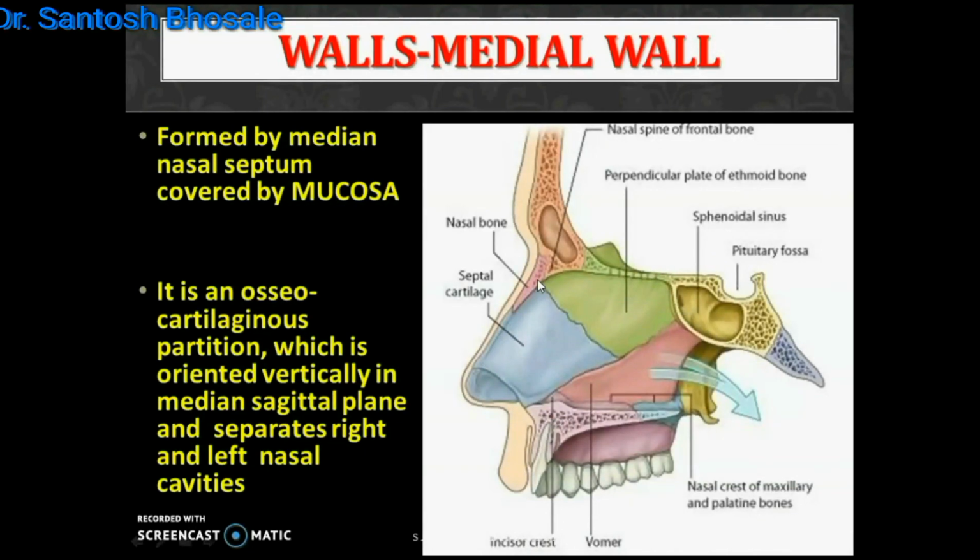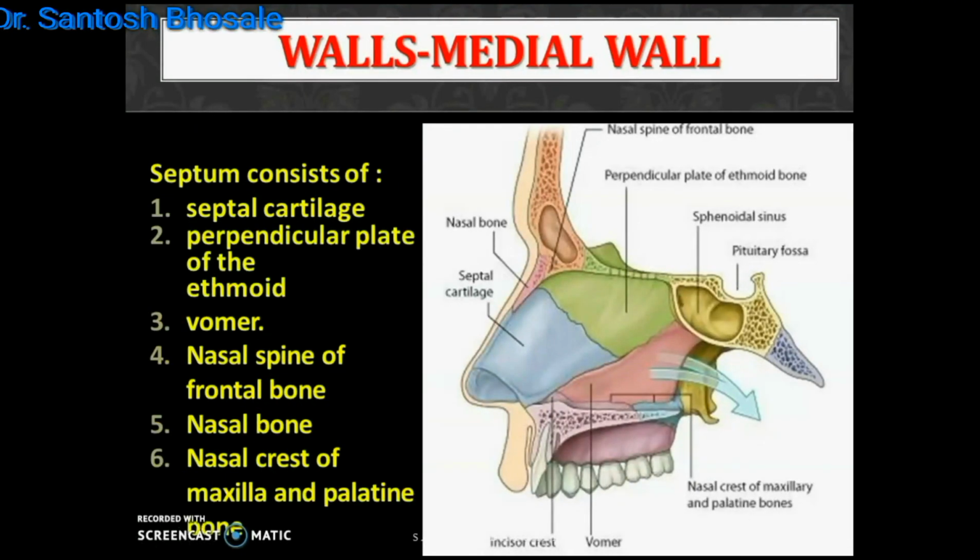And once you see the medial wall, that is the nasal septum, it is an osteocartilaginous septum lined by mucosa. You can see there, covered by mucosa. It has the following cartilage and bones. Septal cartilage is there, quadrilateral septal cartilage, anterior inferiorly, and pentagonal perpendicular plate of ethmoid, and quadrilateral vomer posterior inferiorly. And you can see the nasal bone there and the nasal spine of frontal bone, forming the roof, and the floor is formed by the maxilla and palatine bone.